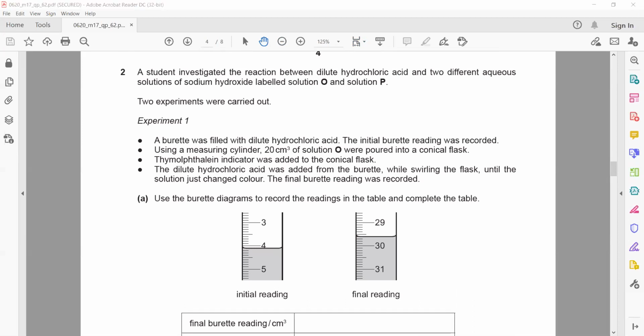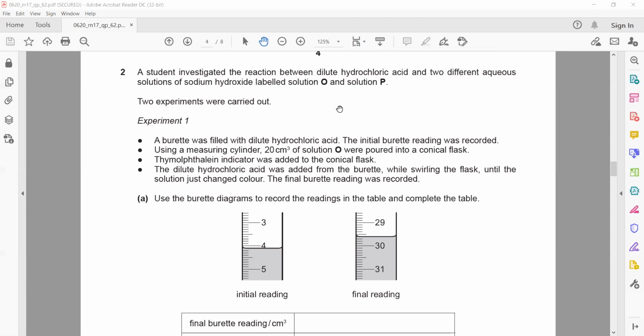Yeah, a neutralization reaction is there. Two experiments were carried out. In experiment 1, a burette was filled with dilute hydrochloric acid. So we fill the burette with hydrochloric acid. Hydrochloric acid, we know its concentration. So in the burette we have HCl, or hydrochloric acid.